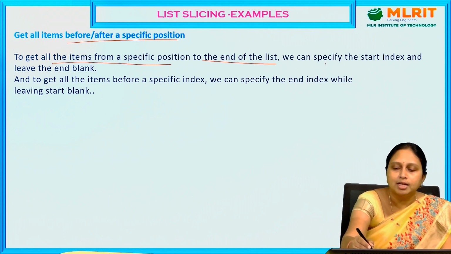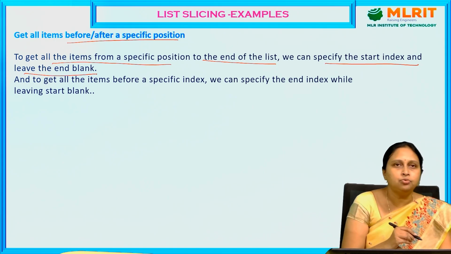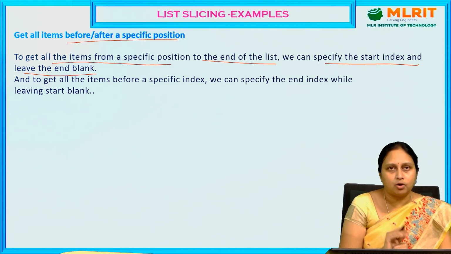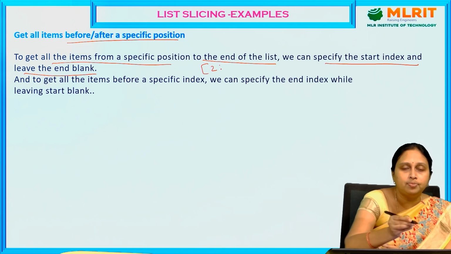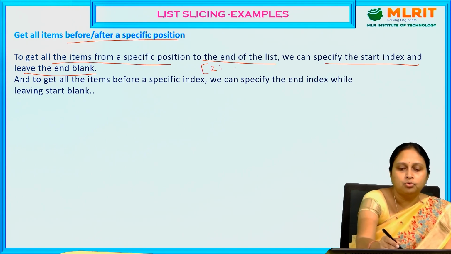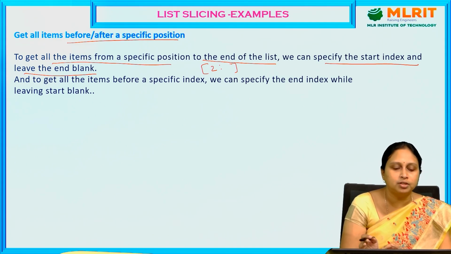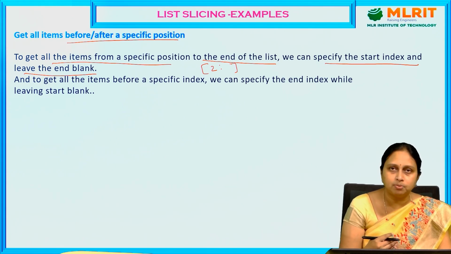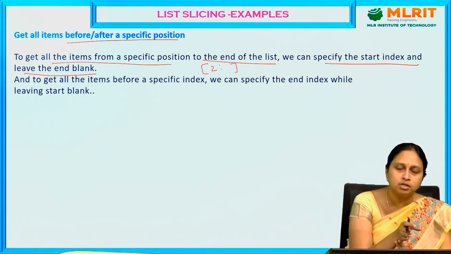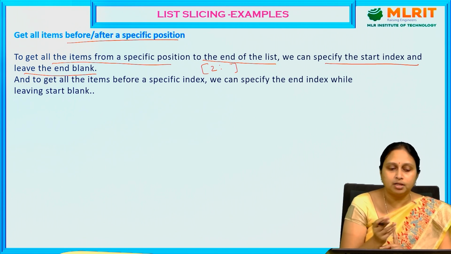Then we can specify the starting index and leave the end blank. That means if I want to represent it from index 2 to last, I am not specifying any end of the slice, so the end of the list is used. You will be able to display from index 2 onwards, and it will consider everything up to the end of the list. That is one example.